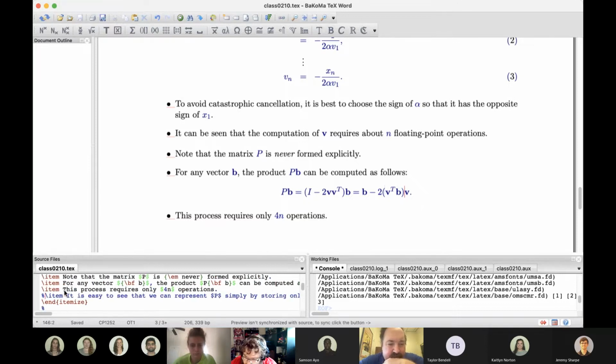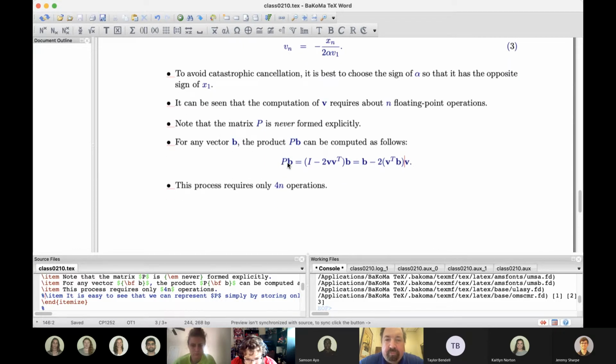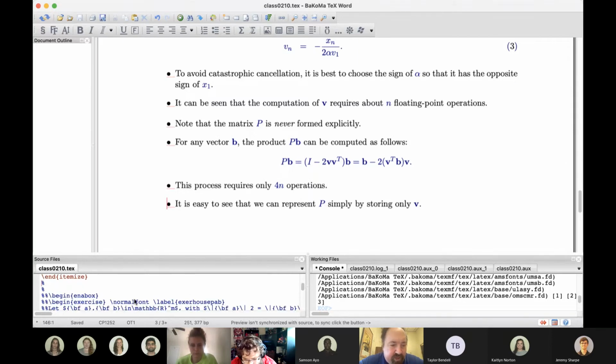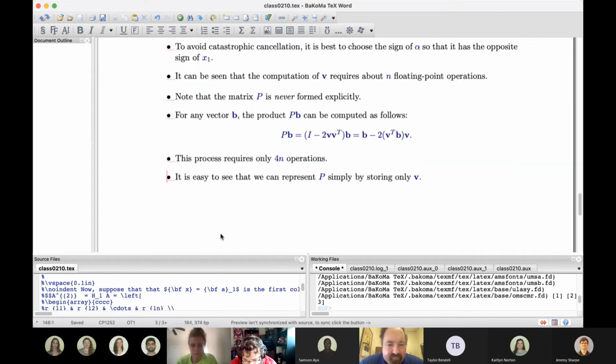So this is much more efficient than a full-blown matrix-vector multiplication. It cuts off an order of magnitude of work. Also, you don't need to store P, because once you know v, you know what P is. So implicitly, you represent P by storing just v. You're saving an order of magnitude for storage and computation.